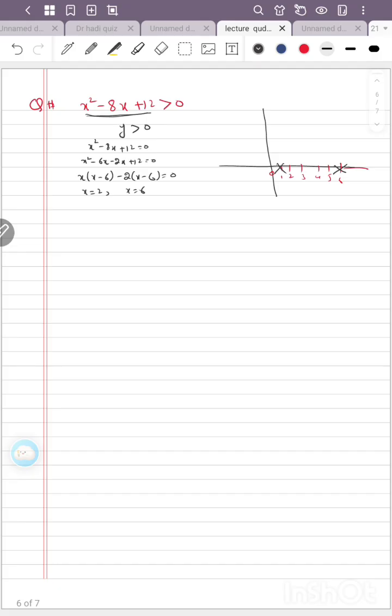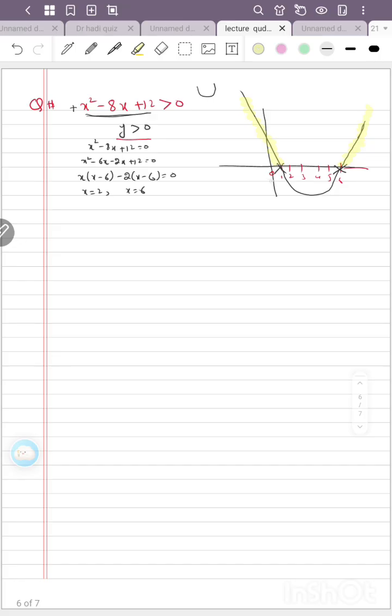Okay, and make the graph here. Because its first coefficient is positive, our graph opens this way. We have to make the graph here. This is our graph. Now the important part of this question is y is greater than 0. Y greater than 0 means y is above the axis. Here y is greater. In the area above the axis, y will be greater.